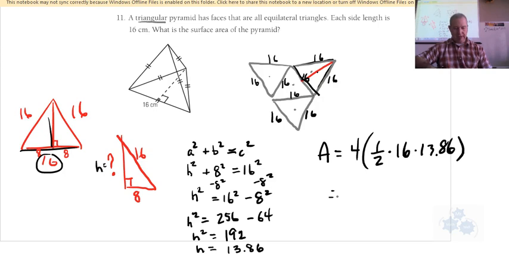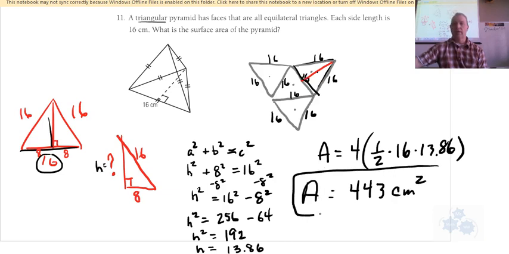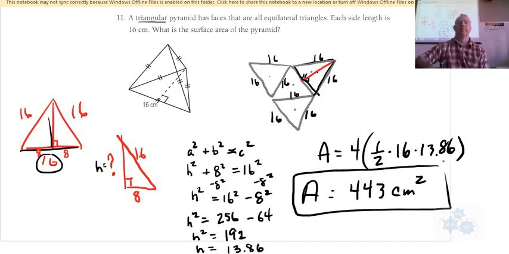And that should give us about, what, 444? 43. 443, you said? Okay, it depends on how many decimal places you use. So about 443 centimeters squared. Did anybody else get that? Yeah. All right. Okay, so that's number 11.